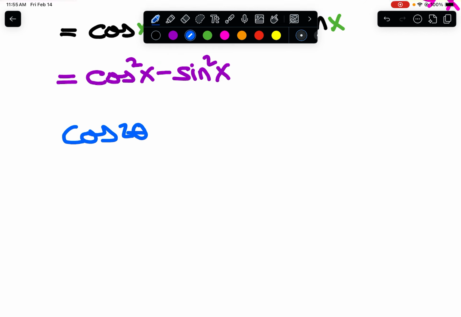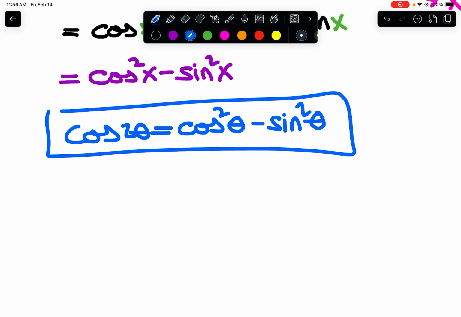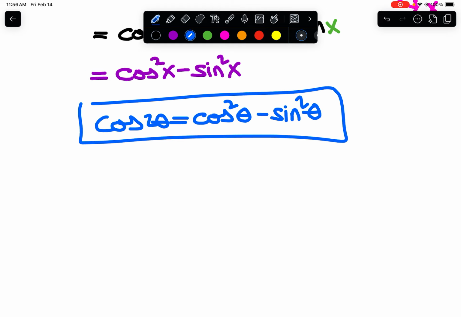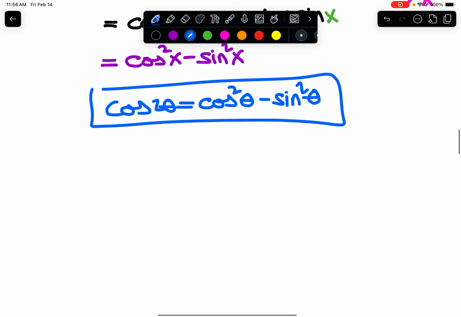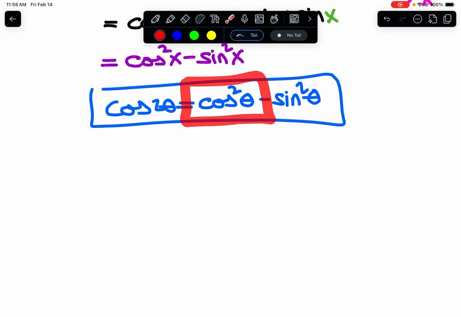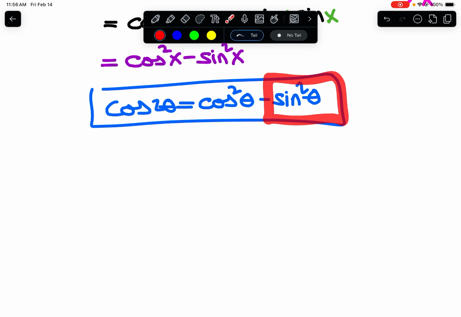So over here, we're going to have cosine of 2 theta, which is going to be equal to cosine squared theta minus sine squared theta. So this would be your double angle identity for cosine. Now, the trick with cosine is notice how in the components we have cosine squared theta and we have sine squared theta. So this can actually be broken down into other variations.